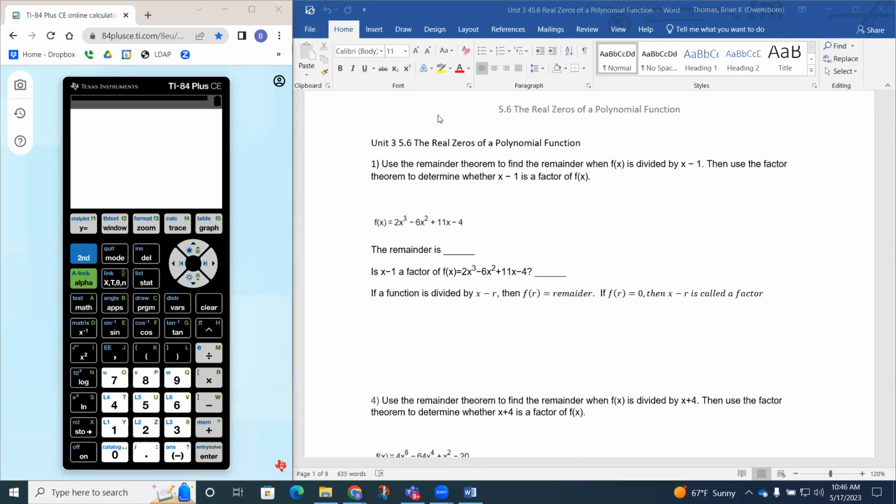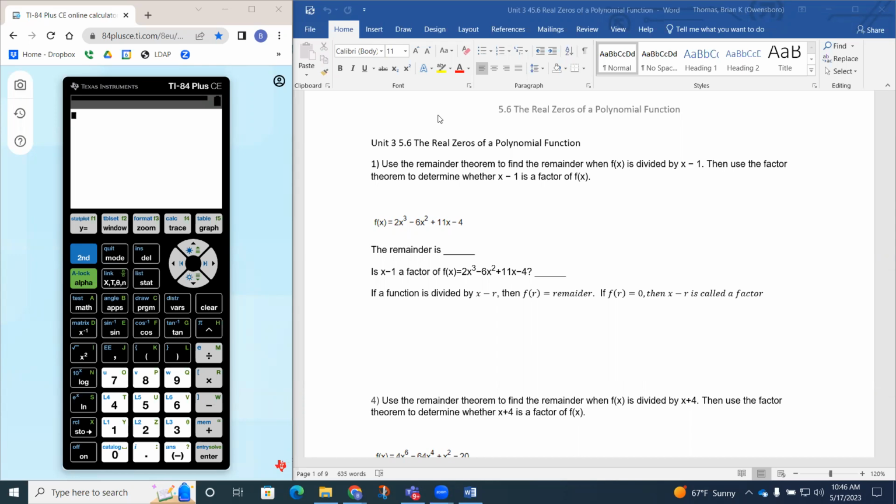So section 5.6, we want to work with the real zeros of a polynomial function. Now remember, real zeros mean real numbers. Real numbers are anything that looks like a whole number or a positive or negative whole number, fractions, decimals, and also things involving the radical, which we call irrational numbers. So we'll be looking for those types of zeros.